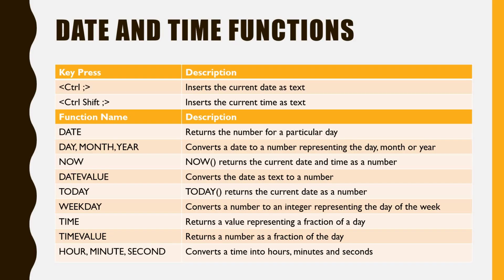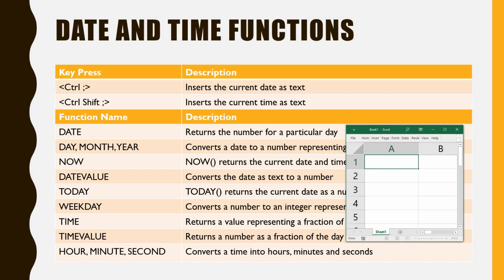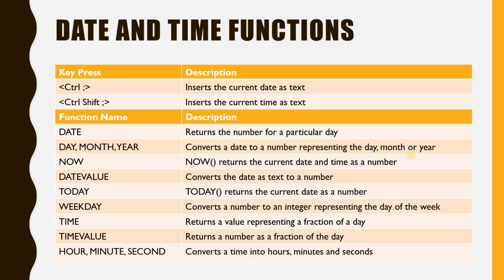There are two key presses which automatically insert the current date and time. Let's have a look at those now. If I press the Control button and then while it's pressed I press the semicolon button, we will now have inserted the current date as text. If we wish to show the current time, we press Control and Shift at the same time and then the semicolon. And as can be seen, today, right now, while I'm speaking, is the 6th of May 2020 and the time is 18:59. There are also several functions for use purely with dates and times.